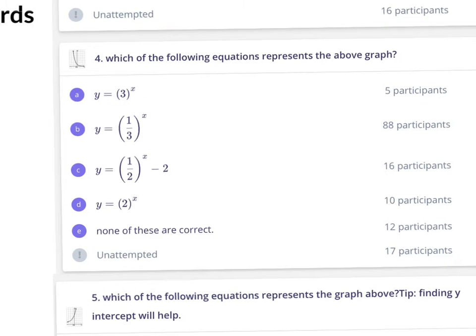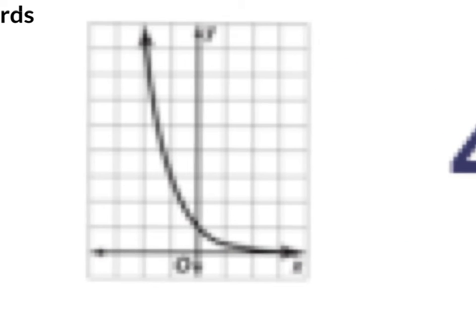Question 4 reads, which of the following equations represents this graph? Well, let's just look at this graph. Let me ask you this. Is it a growth or a decay function? And how do you answer that? From left to right, does it grow away from the asymptote, or does it decay infinitely towards the asymptote? So is this a growth or a decay function? Go ahead and type it in.